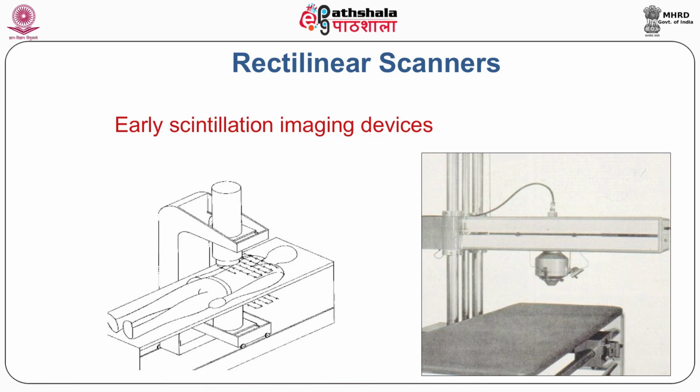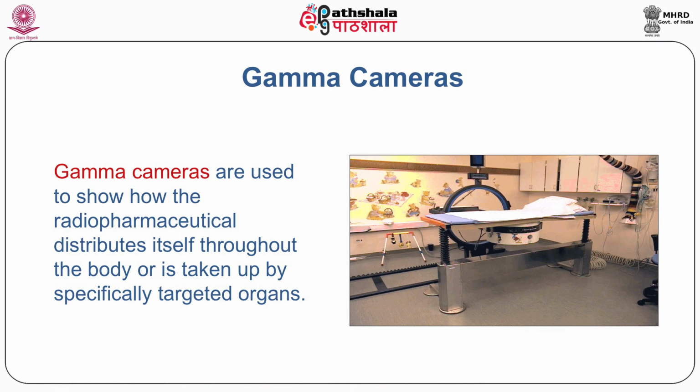So, it can find out that there is a certain disease or a certain location in the body which is not behaving properly, some kind of abnormality. In this way, in earlier days, these were the devices being used. Then advancement took place, and a device which came across is the gamma camera. The gamma camera used to show how the radiopharmaceutical distributes itself through the body or is taken up by the specifically targeted organ.